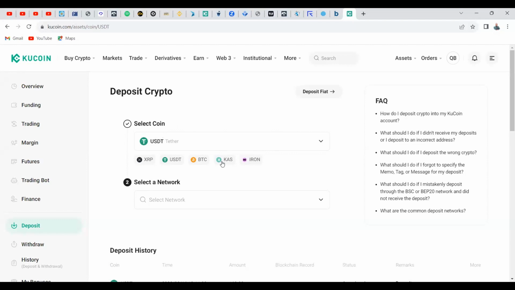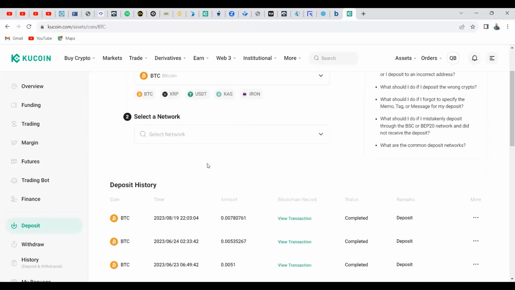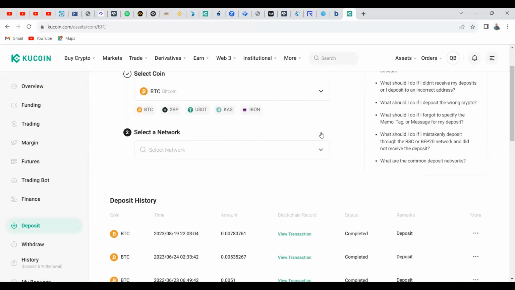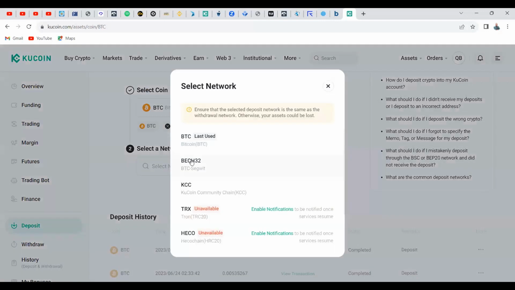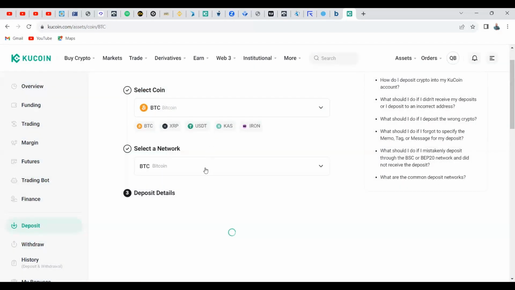But if you wanted to deposit XRP, USDT, or say BTC, you would simply click on BTC, and you would make sure that your network is absolutely correct. When it comes to select network, you could use the networks that are available. You can see here, TRX, TRC20 is unavailable, HECO is unavailable. So I want to select this BTC chain over there, right? So this is the network that I'll be using.